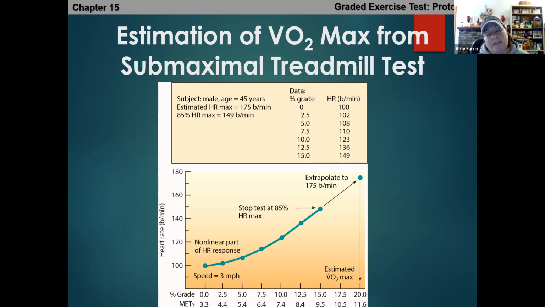Some people are really fancy and they can make these little graphs and everything on the computer. I don't care, get out a ruler and draw it in for me, because you will hand me your exercise prescription project when it's time, okay? So you feel free to draw these out, but that's how you're going to do your calculations and figure out what your VO2 max is.